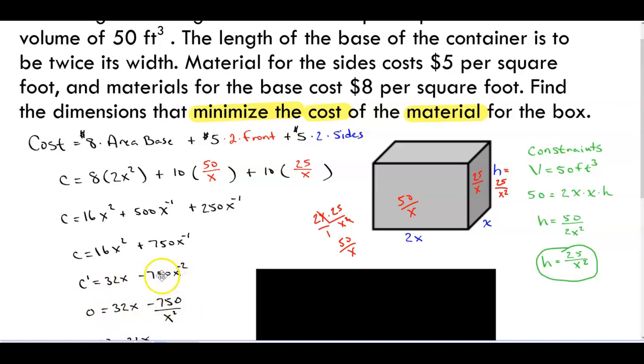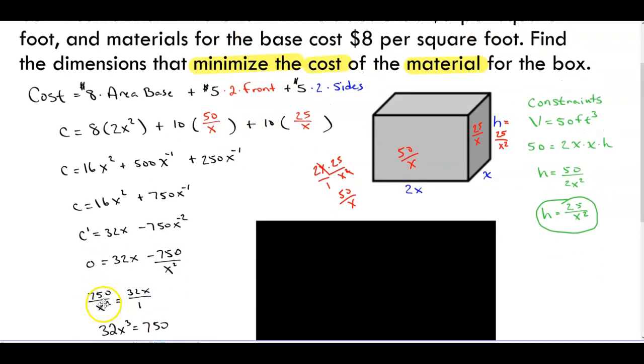And notice what I did. When I took the derivative, instead of writing x to the negative second power, I'm going to take that and put it underneath the negative 750. And then, because it's negative, I'm going to add it over to the other side here. Right? And what does that do? That sets up a proportion.